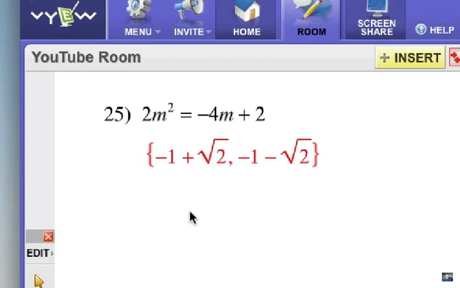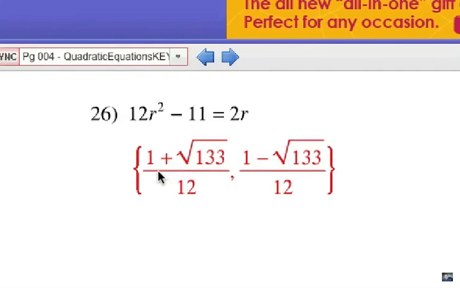Alright, as you can see, both of these answers are in set notation, and we have 2 values for x. In number 25, it's -1 plus or minus the square root of 2, written that way in set notation. In number 26, it's 1 plus the square root of 133 and 1 minus the square root of 133, and both of those are over 12. Alright, now let's go ahead and I'm going to work out how we get these answers.